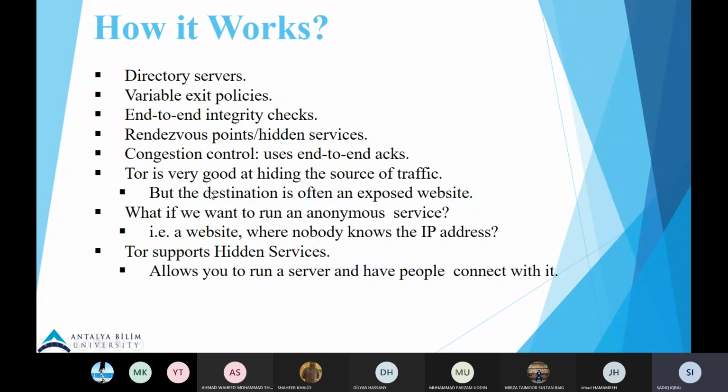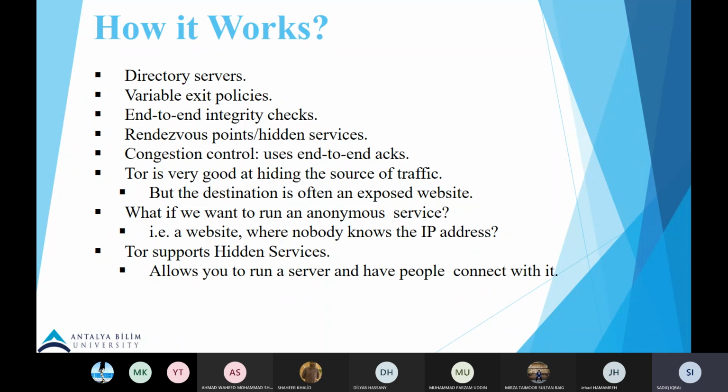TOR is very good at hiding the source of the traffic. Source, that means the sender, the user, but the destination is often an exposed website. What if we want to run an anonymous service? For example, let's say a website where nobody knows the IP address.